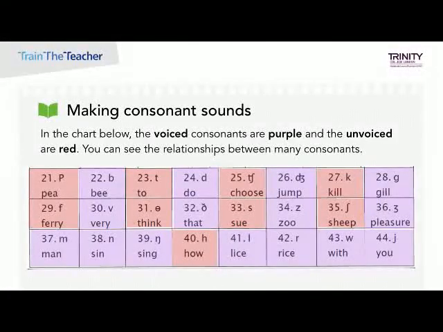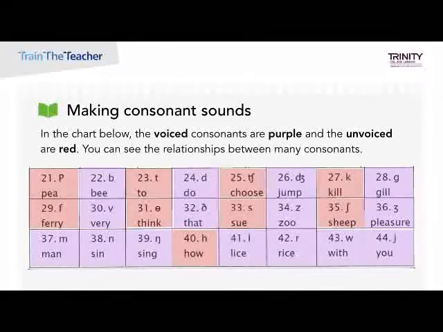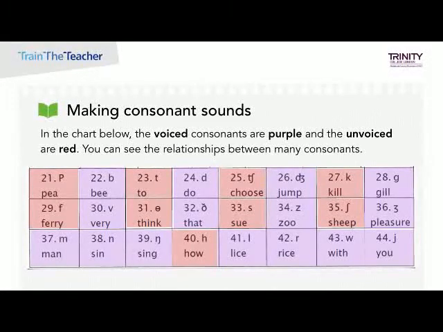In the chart below, the voiced consonants are purple and the unvoiced are red. You can see here the relationships between many consonants, but not all. 21 and 22, P and B. 23 and 24, T and D. Continue saying these sounds. Can you feel the difference?